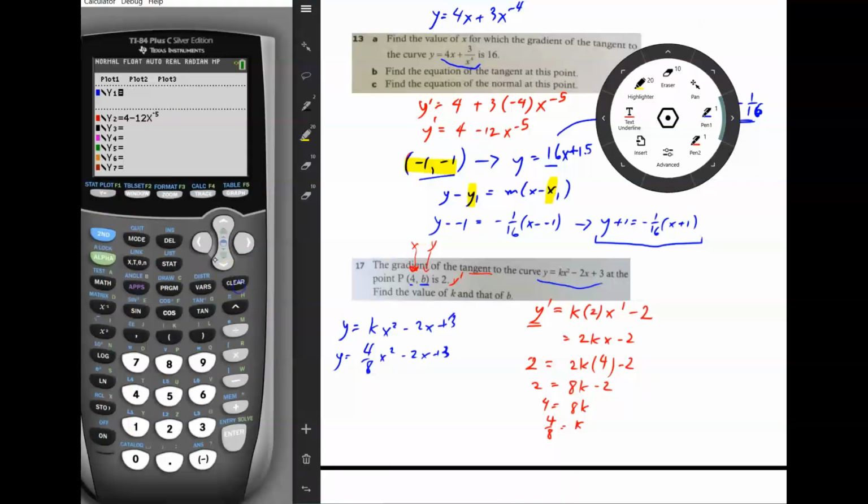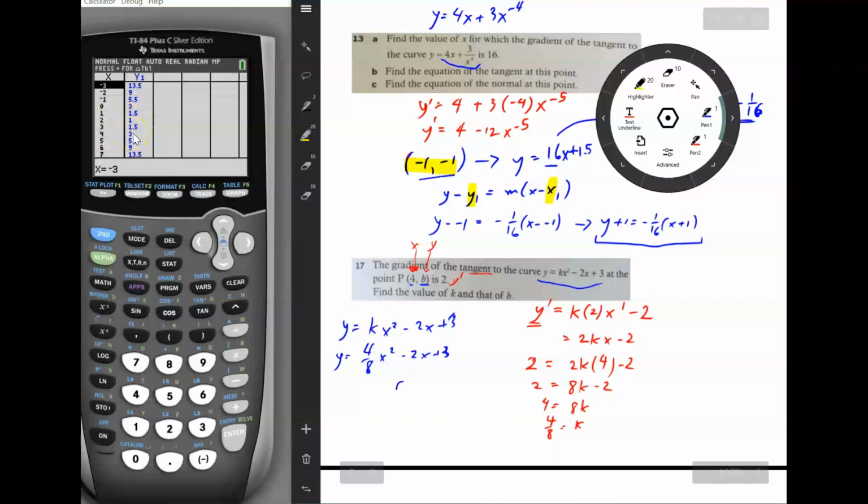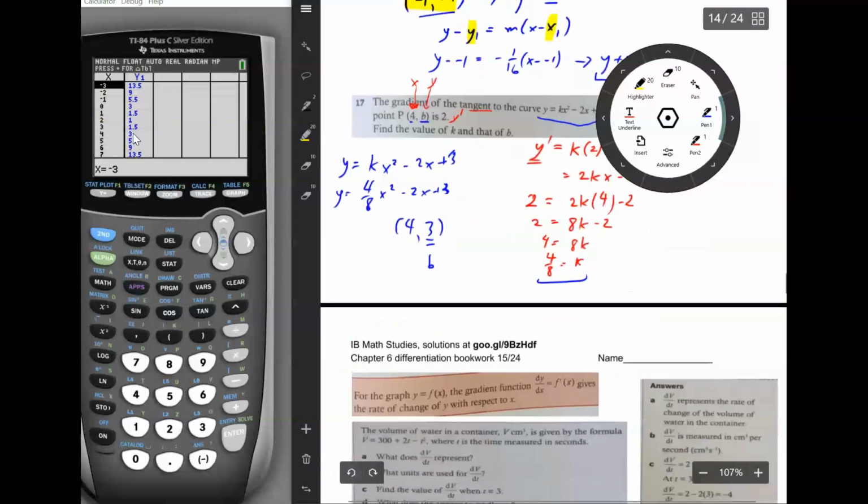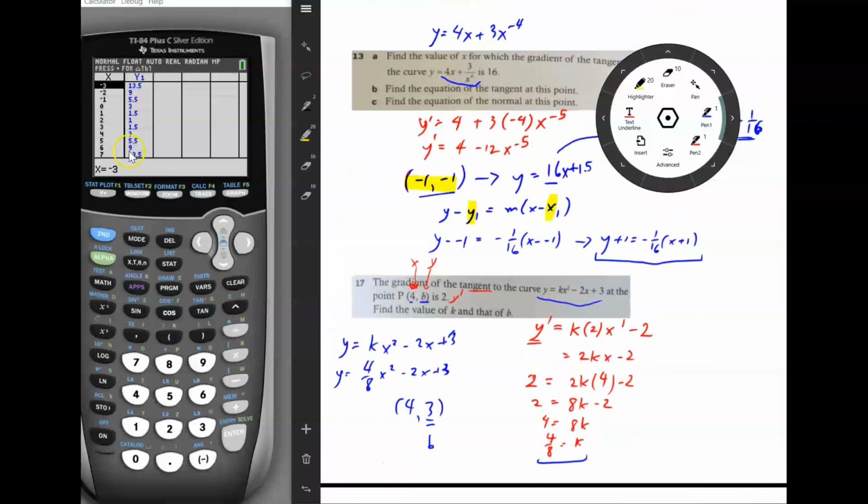Okay, so I'm going to type this in. 0.5x squared minus 2x plus 3. Now I'm going to look at the table, and I'm going to see what the value of b would be at x equals 4. It would be 3. So 4 comma 3. So that's b, and that's k. All right, and that's it for page 14. We're done with page 13 and 14.